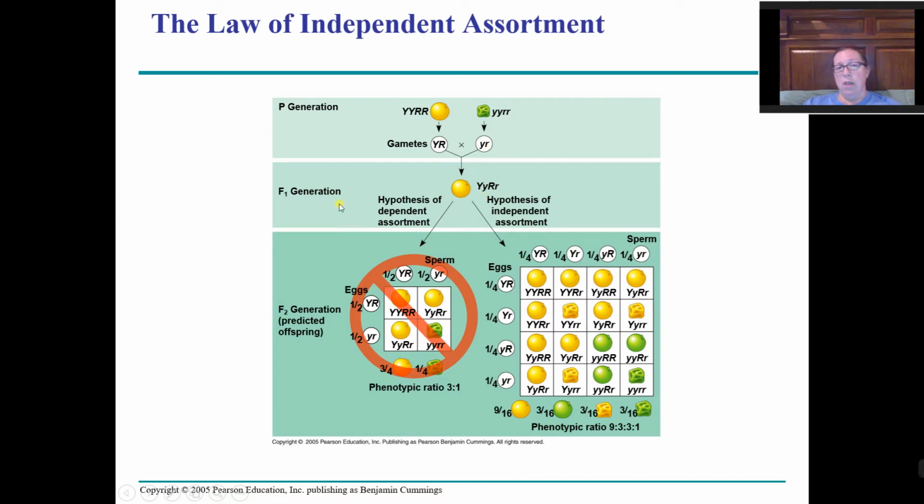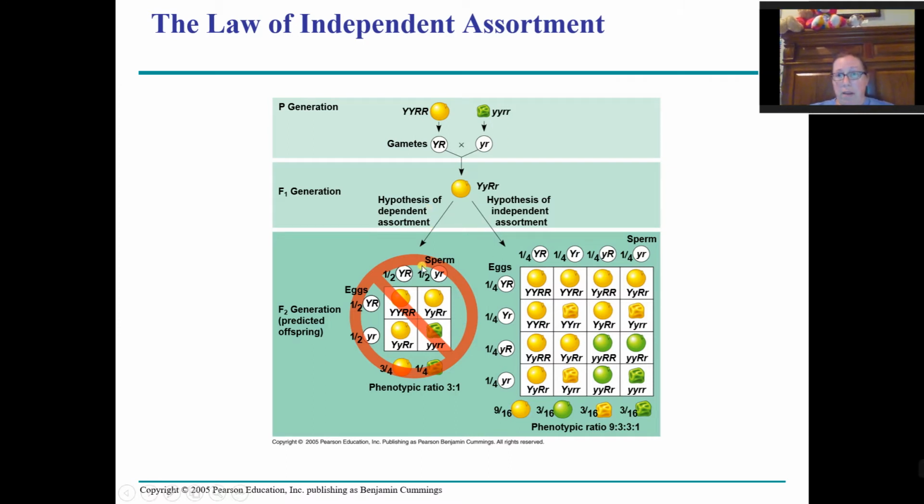So now everybody in the F1 was dominant, so everybody here looks round and yellow. But then the question becomes, are they independently assorting? If you have 2 genes, are they independently assorting or are they dependently assorting? Dependent would mean they would go together, okay? So kind of like linkage or something like that, right? If something's linked, it's going to go together.